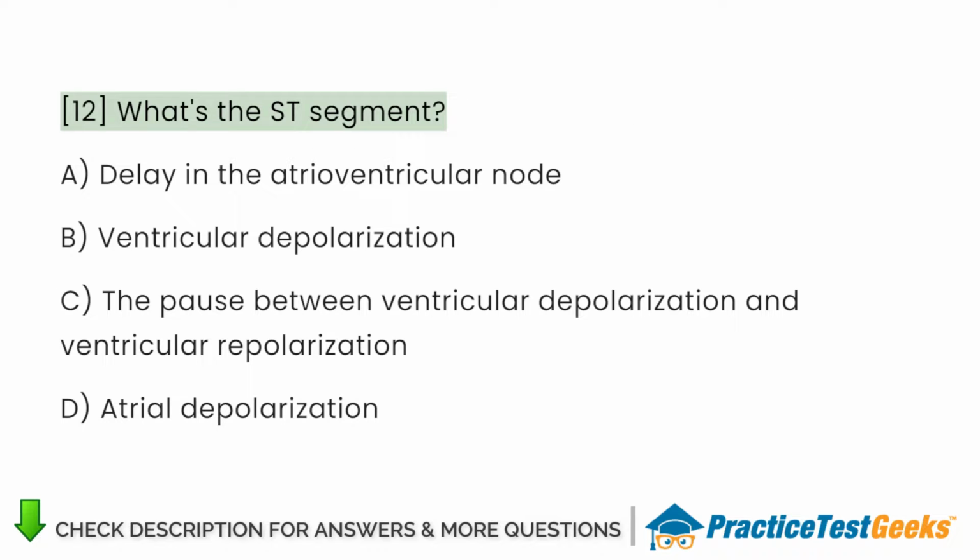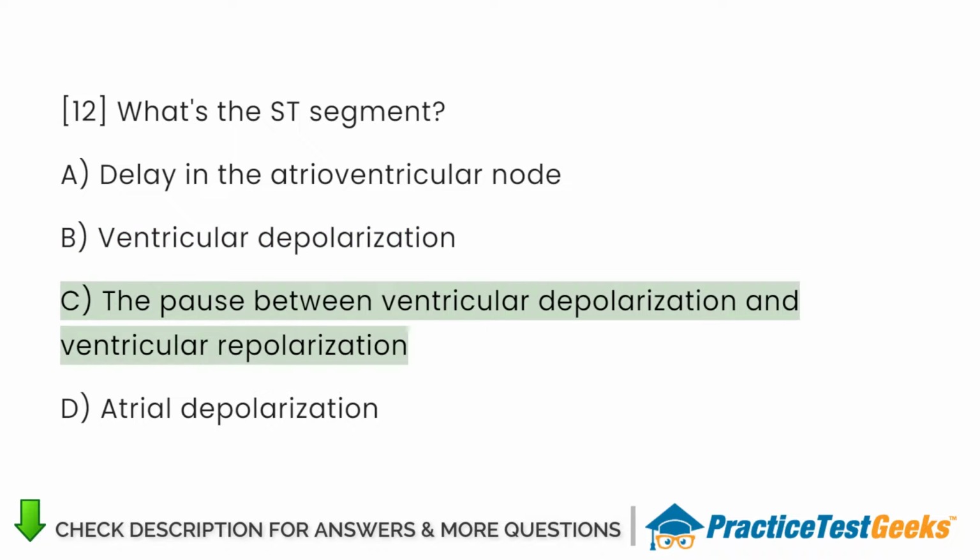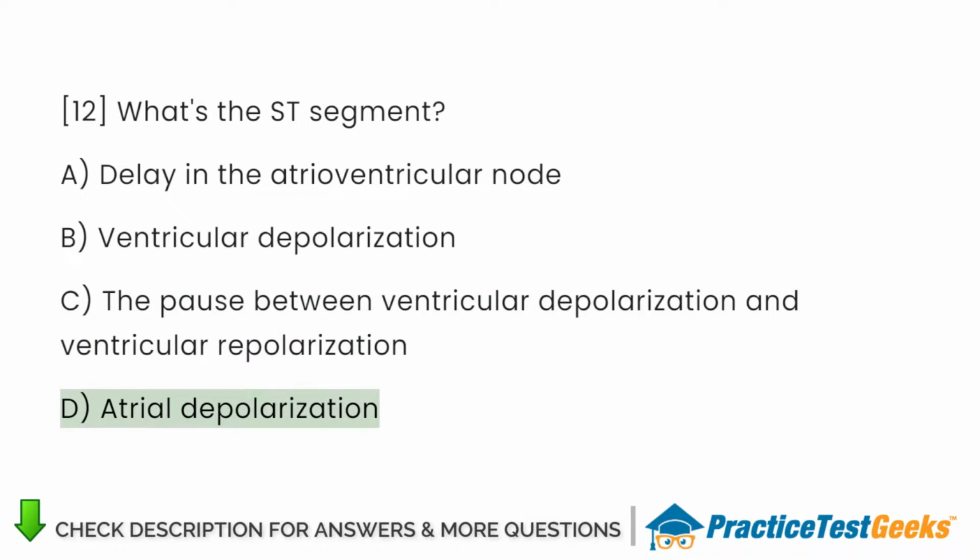What's the ST segment? A. Delay in the atrioventricular node. B. Ventricular depolarization. C. The pause between ventricular depolarization and ventricular repolarization. D. Atrial depolarization.